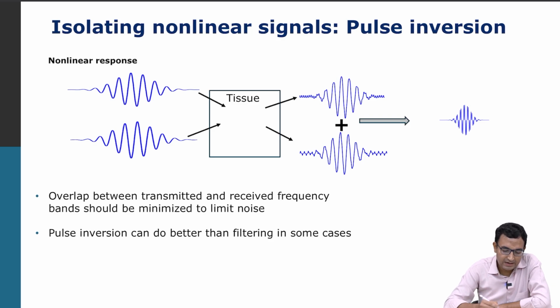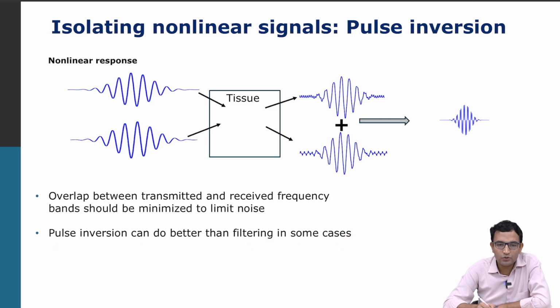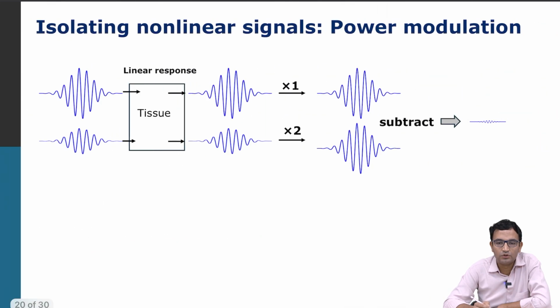So, like I said, nonetheless, there should be minimum overlap between the transmit and receive frequency to limit noise and to limit clutter. So, in some cases, pulse inversion does better than filtering, right? When there is some overlap, then filters don't do a great job, but pulse inversion does a good job.